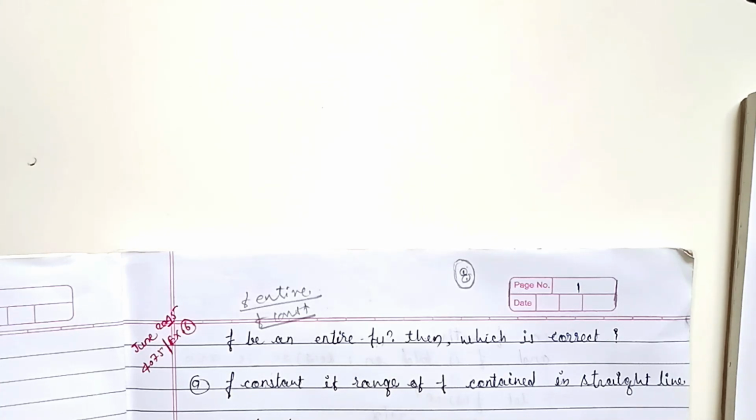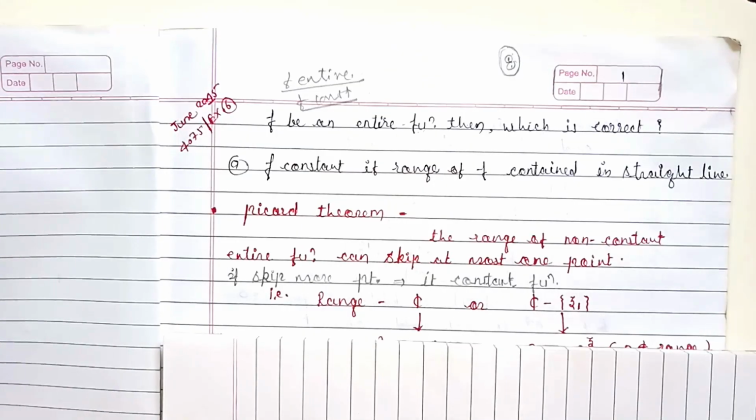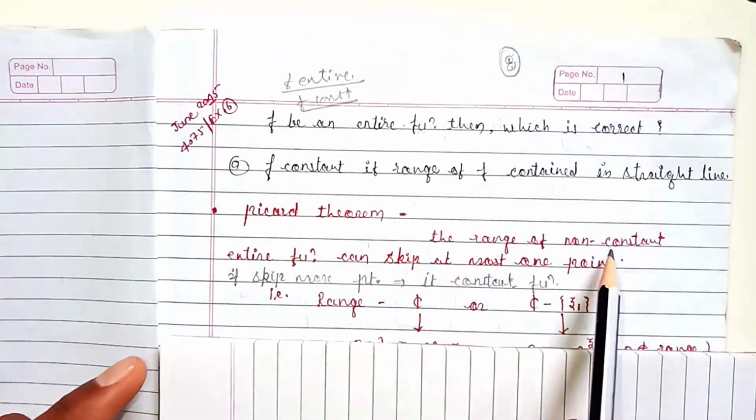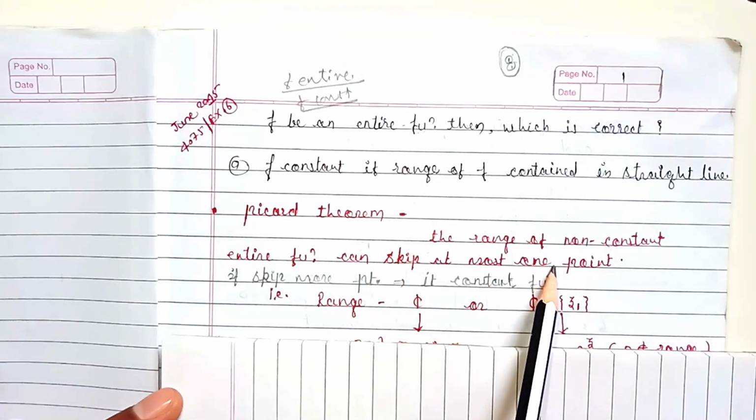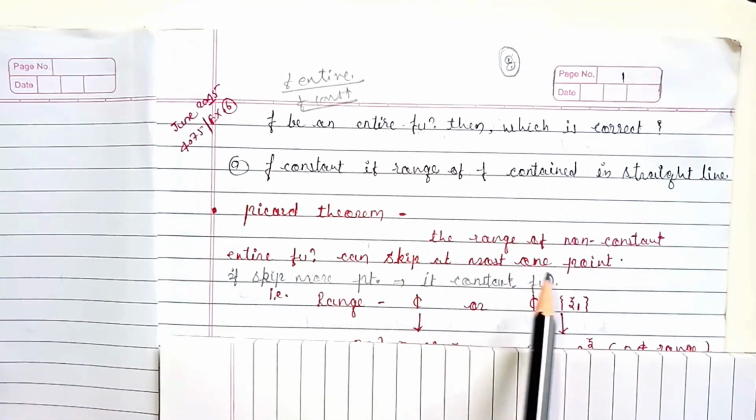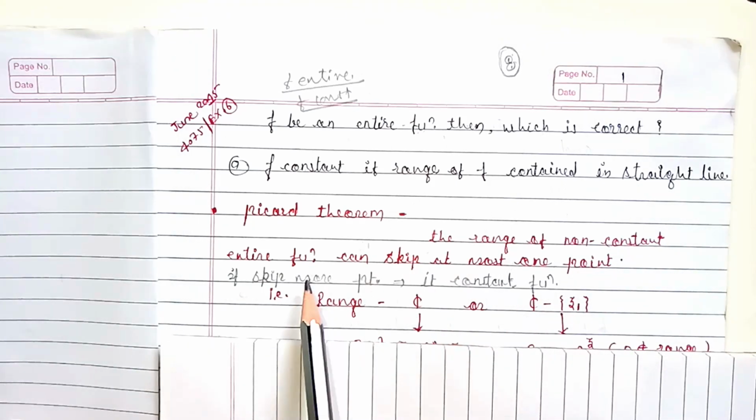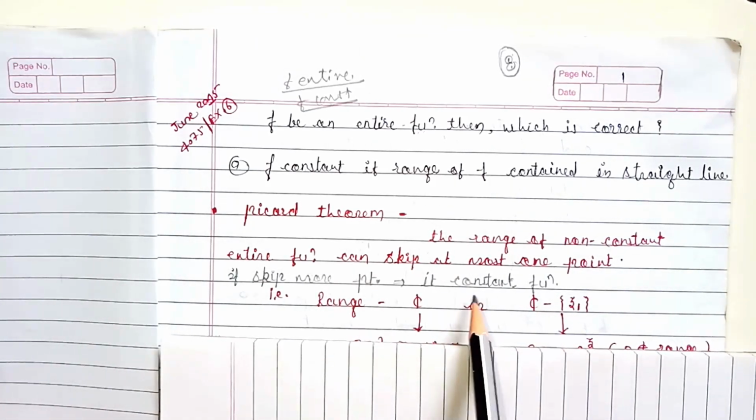So what is the other form of Picard's theorem we can see here? If the range of an entire function skips more than 1 point, then the function is constant. Now let's see how the first option is correct. Here is the statement of Picard's theorem I have written: the range of a non-constant entire function can skip at most 1 point, maximum only 1 point. But if it skips more than 1 point, then it is a constant function.